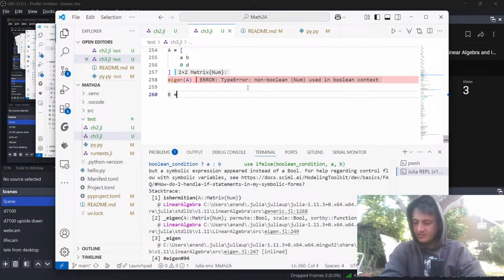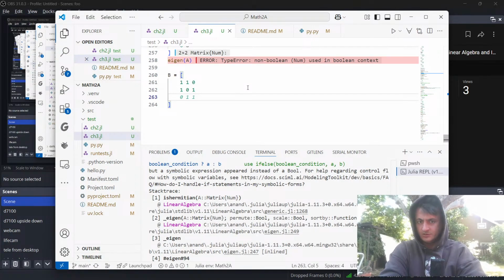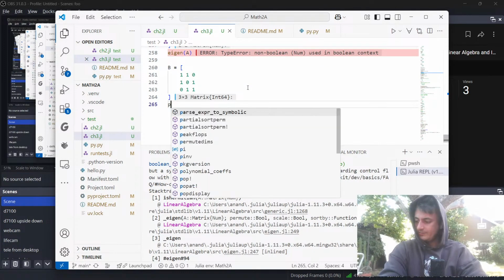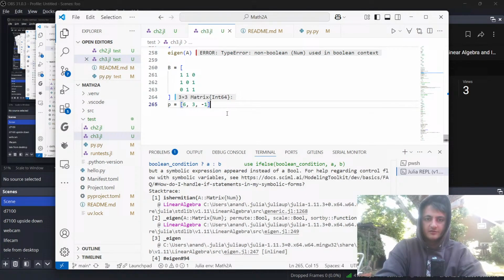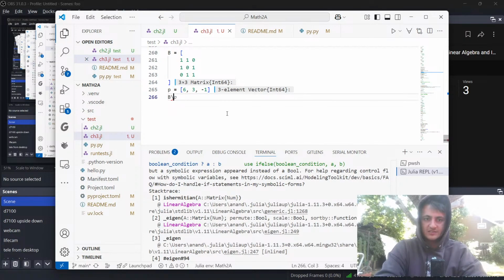So we have B is equal to 1, 1, 0, 1, 0, 1, 0, 1, 1. P is equal to 6, 3, minus 1. Oh, wait, I need commas. Actually, is that a real thing? Characteristic? No, they don't even have a thing. All right. So now all we have to do is B backslash P.